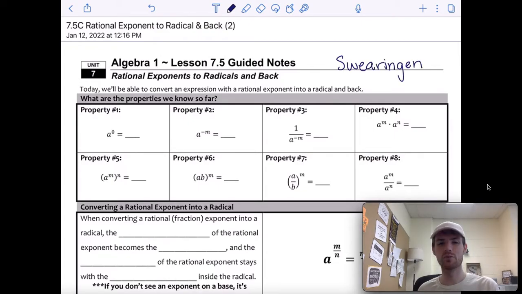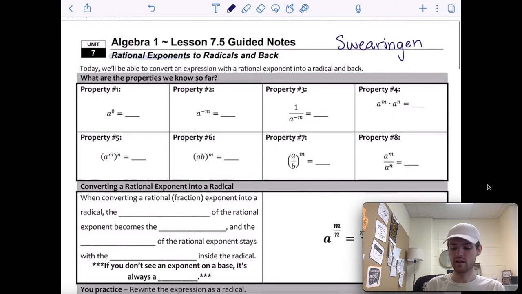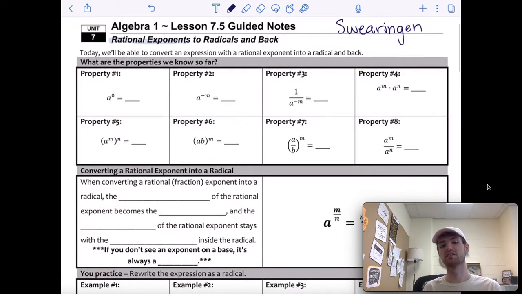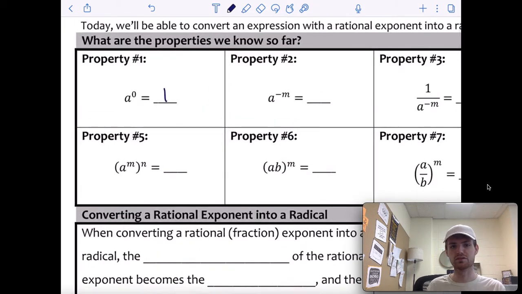Let's begin our final lesson for Unit 7. This is 7.5. We're going to be talking about radical exponents, to radicals and back. First of all, we have 8 properties. We can go ahead and quickly, because we're pros, fill these in. We'll do it like this.